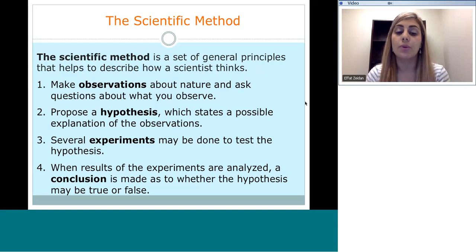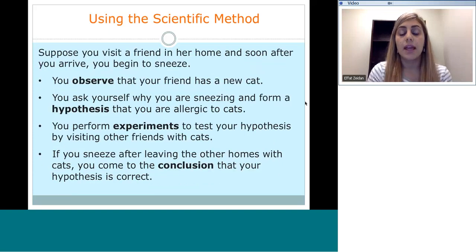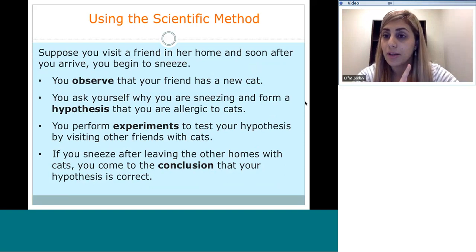So we come up with the right conclusion that might prove the hypothesis, or it could deny the hypothesis. So here's an example about using the scientific method. Suppose you visit a friend in her home, and soon after you arrive, you begin to sneeze. Now you observe that your friend has a new cat. That's your number one step of the scientific method, observation.